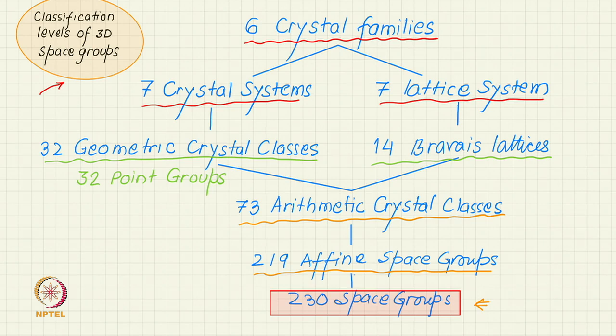One way of looking at all these terms is that they are classifications of 3-dimensional space groups using different features or different characteristics. How do we do that? We will look at it in the coming videos.